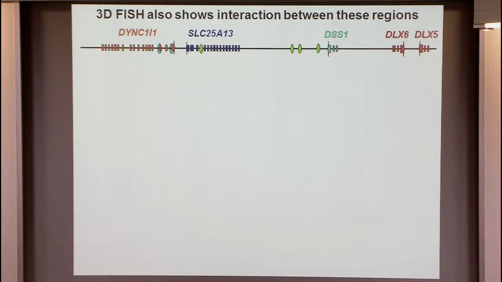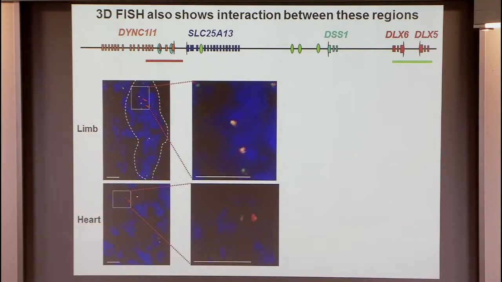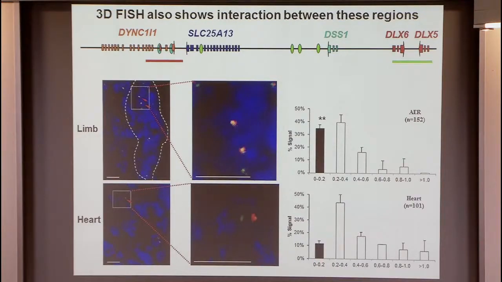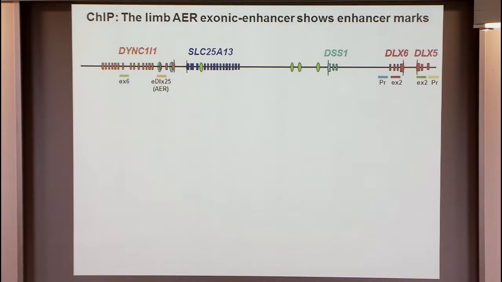And then going to the DNA FISH that I just showed you, we can have a probe here and a probe here. And if we look at the limb versus the heart where they don't interact, we see much more interaction between this probe and this probe, suggesting that they loop and interact. And that's measurable. You can see how many times you see it in the limb versus how many times you see it in the heart. And you can see that they interact with one another.